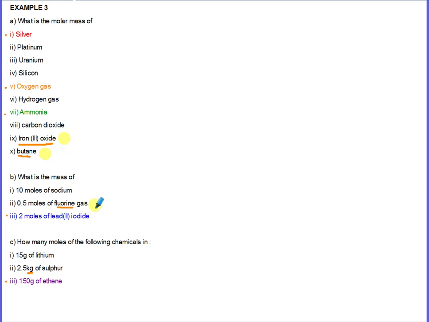Down here, little trick, don't forget that fluorine gas is diatomic, so don't forget to include that in your calculation. And down here, little trick here, in our moles calculations on the previous slide, it said we had to use the mass in grams. This one's been given to you in kilograms, so make sure you convert that to grams before you start your calculation as well.